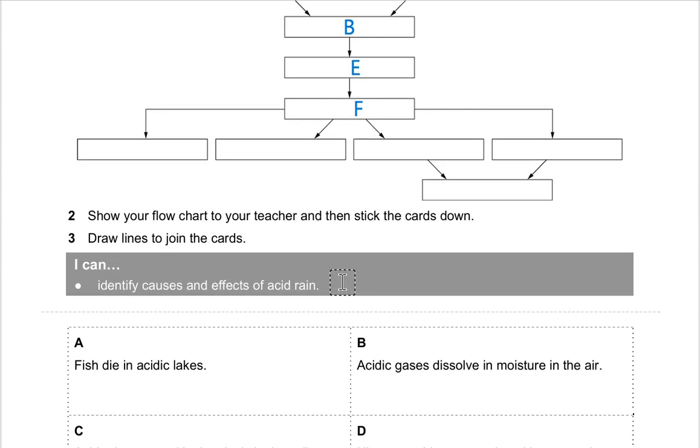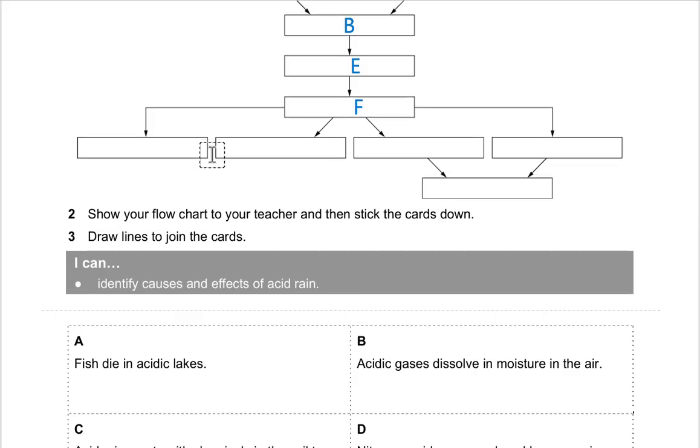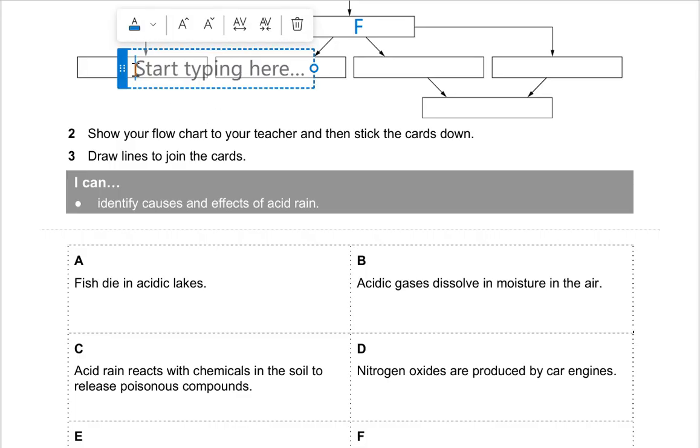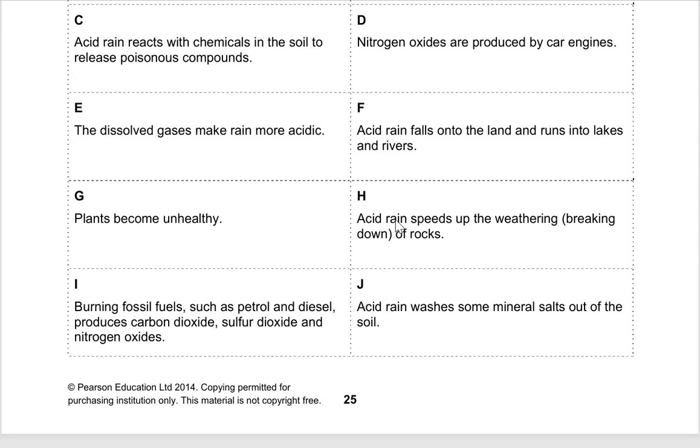Now from there onwards, what is coming? All the effects it has. One is fish die in acidic lakes. No, don't erase. There's no particular order. It can be in any order, so don't worry about the order if you have not got the same way. Another one is G. Not G, you can take H.